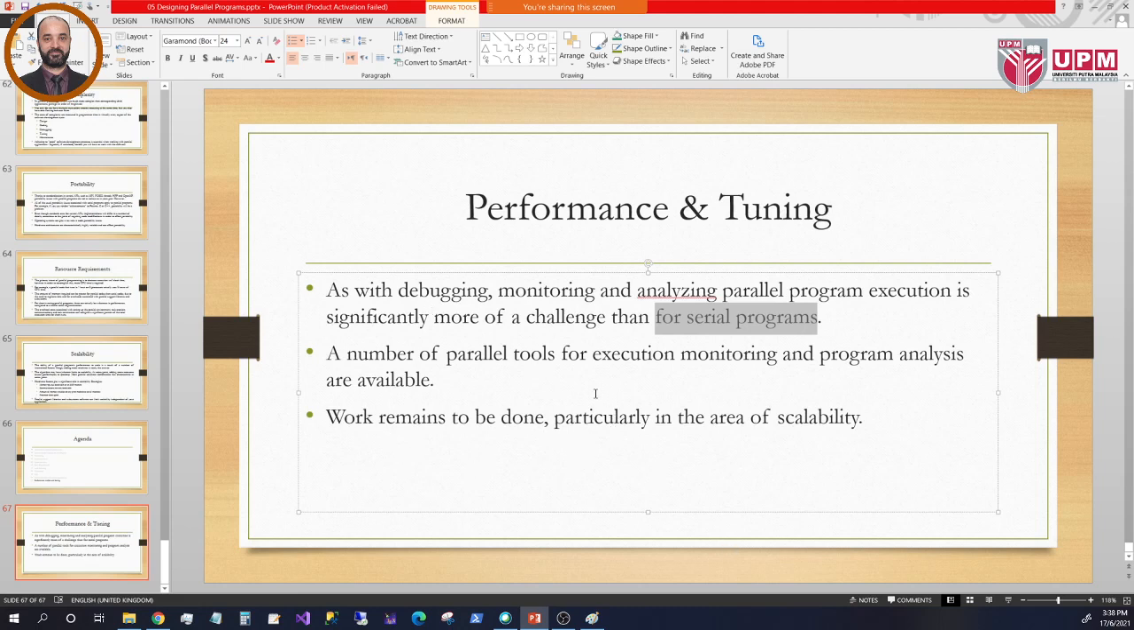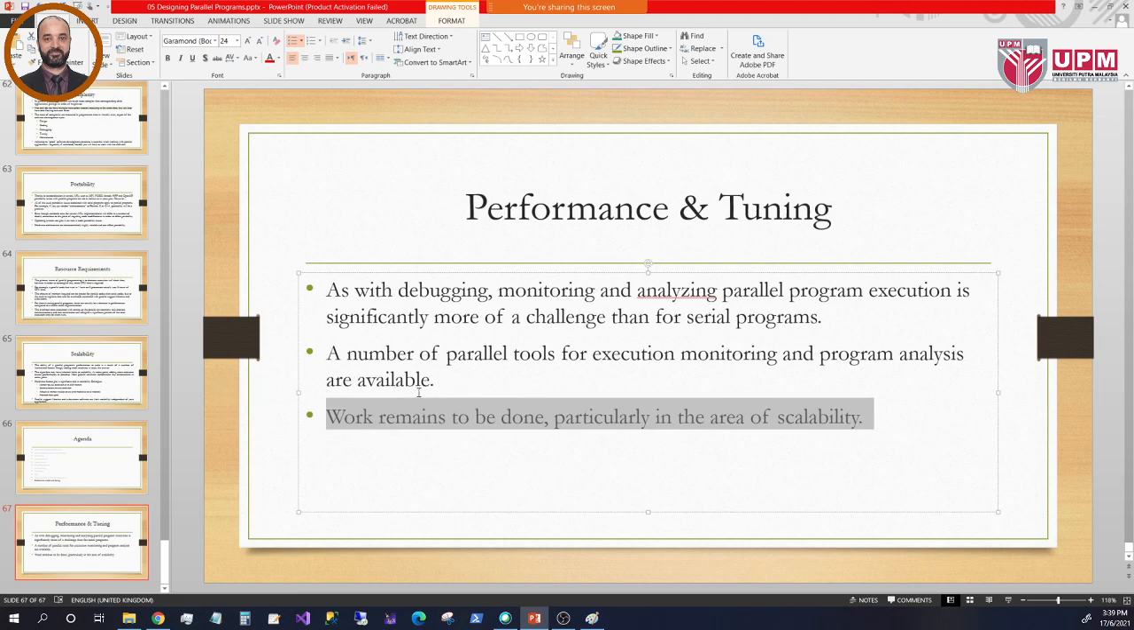A number of parallel tools for execution monitoring and program analysis are available. You can search online and you can find a lot of tools that could be used to monitor and analyze the programs. So work remains to be done, particularly in the area of scalability.